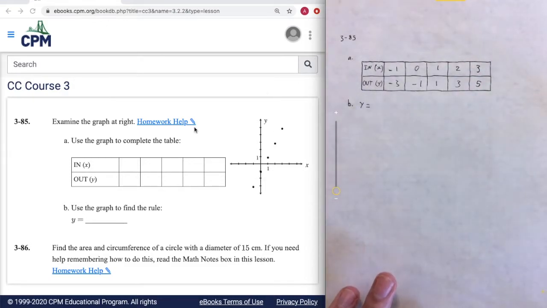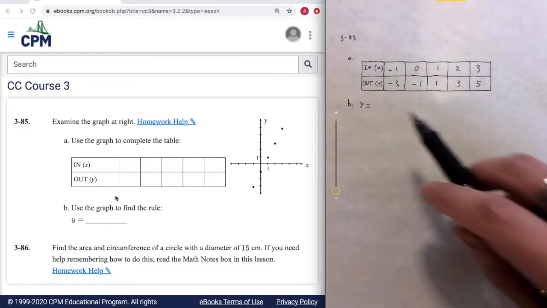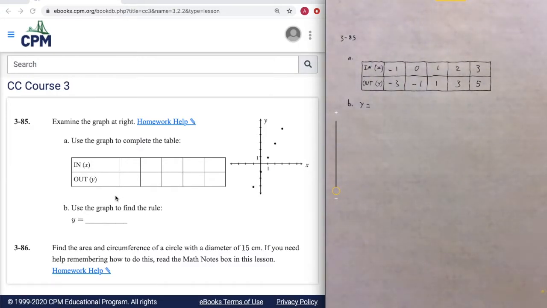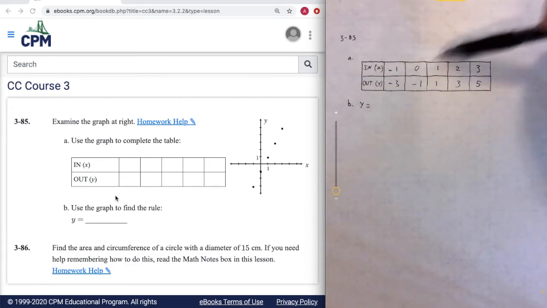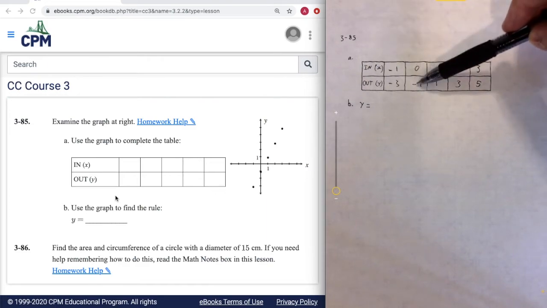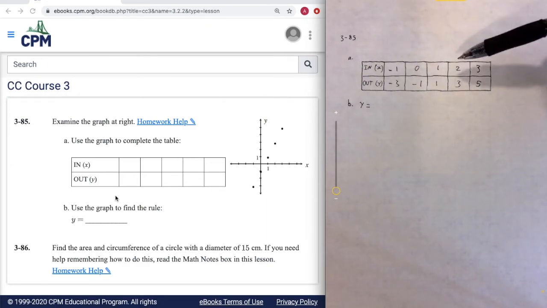So that's part A. Part B, we now want to find the algebraic rule that fits both this graph and this table. But it's a little hard to use the graph. It's much easier if we use this information we filled out the table with. So we want to find a rule that takes us from an x to the y below it. So something that takes us from 0 to -1, from 1 to 1, from 2 to 3, and from 3 to 5. And there should be one rule that makes all those true.